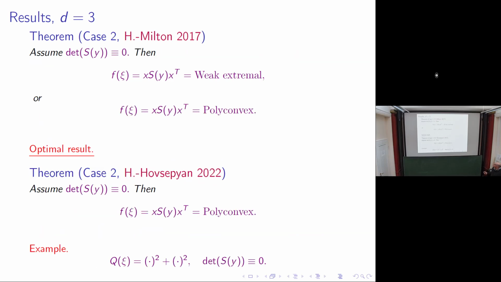What did we get in case 2? As I told you before, we had either weak extremal or polyconvex, but then we were able to prove it has to be polyconvex. So if the determinant is identically 0, the form is basically, when you plug in a rank 1 matrix, a sum of squares. And it can even be a sum of the maximal number of squares, so there is no restriction there. We have an example where it's a sum of the maximal number of squares, and still the determinant is 0.